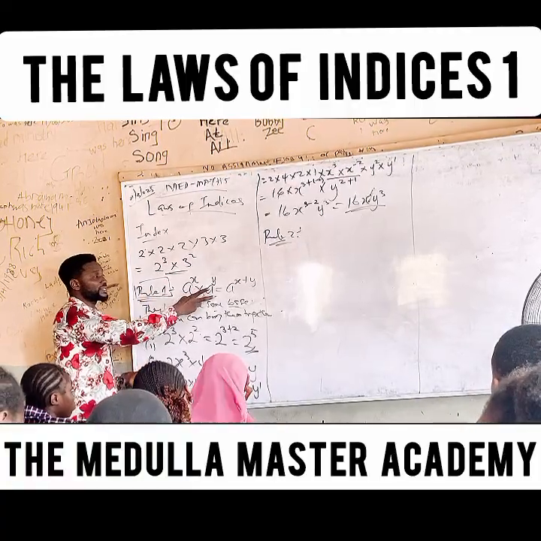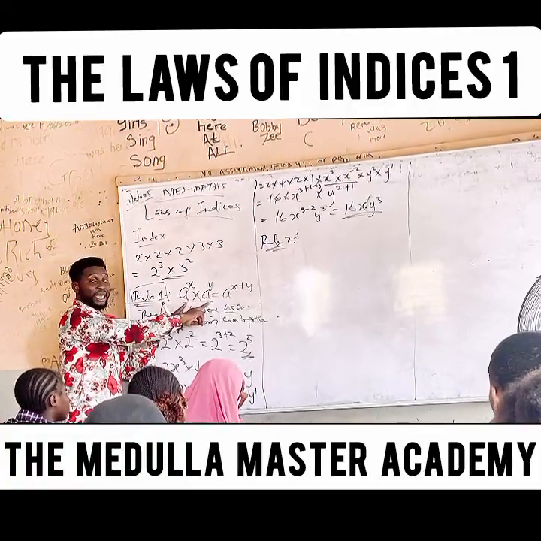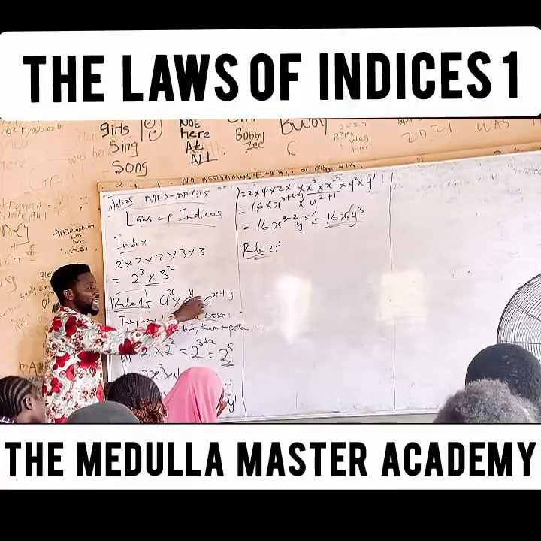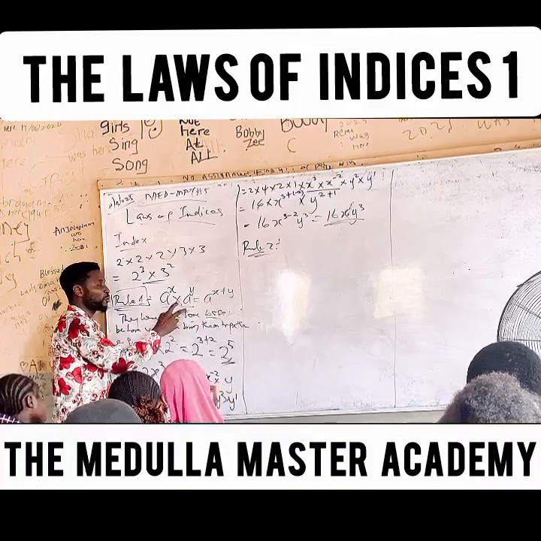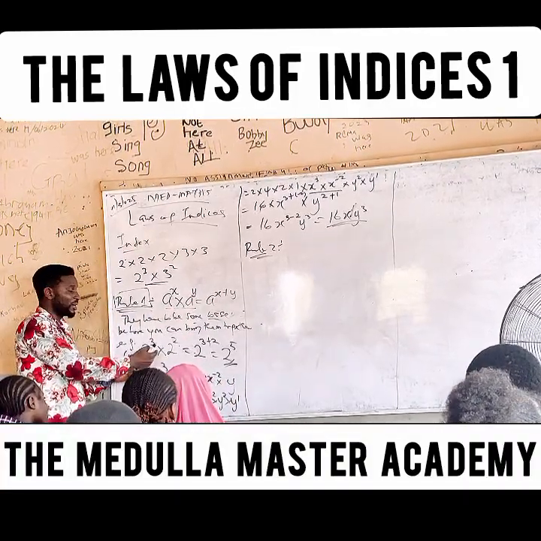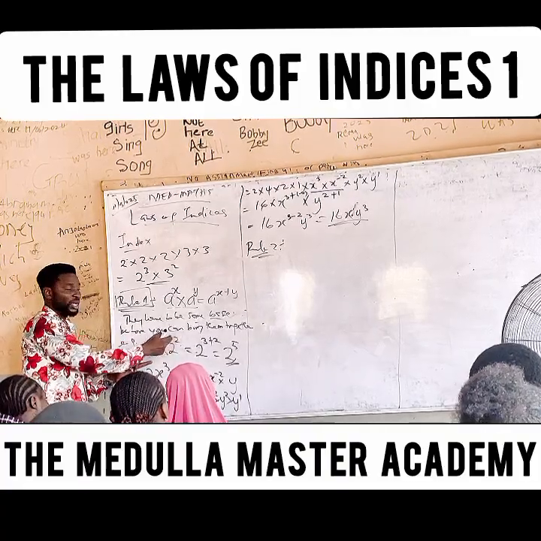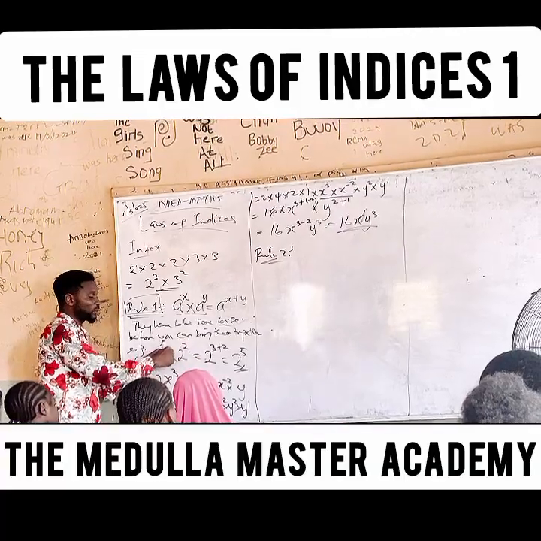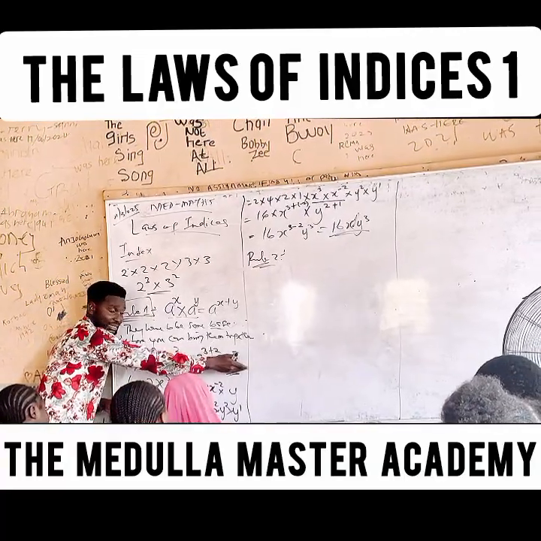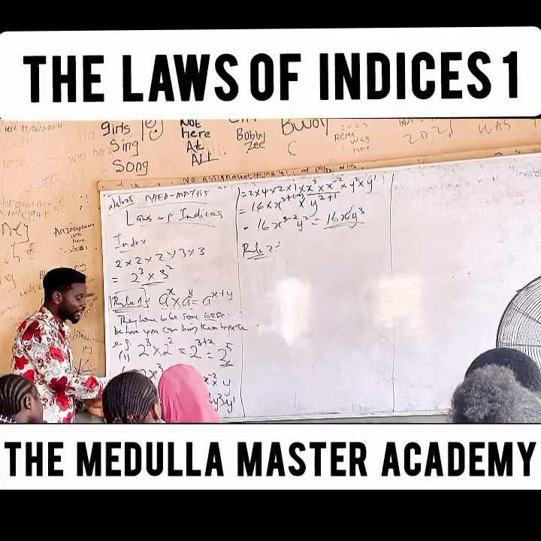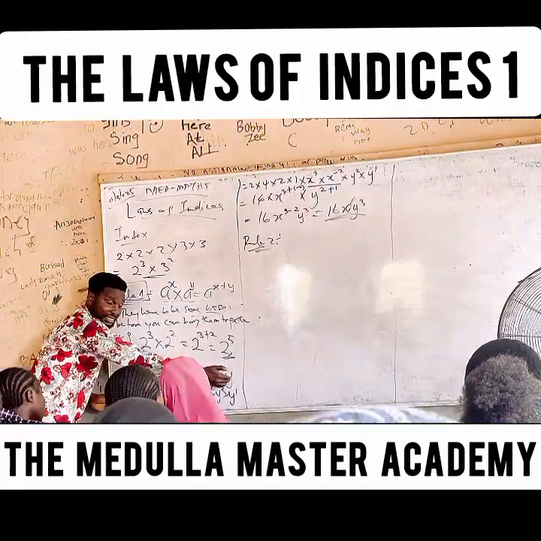I said this is rule 1. Anytime you have a question that has the same base, you will pick one of it, and because it is times, you will add the powers. That was why we have this here, 2 raised power 3 times 2 raised power 2. Because they both have the same base, we picked one, and then we added the powers to get this. And when it came to this level, we only multiplied first their coefficients.